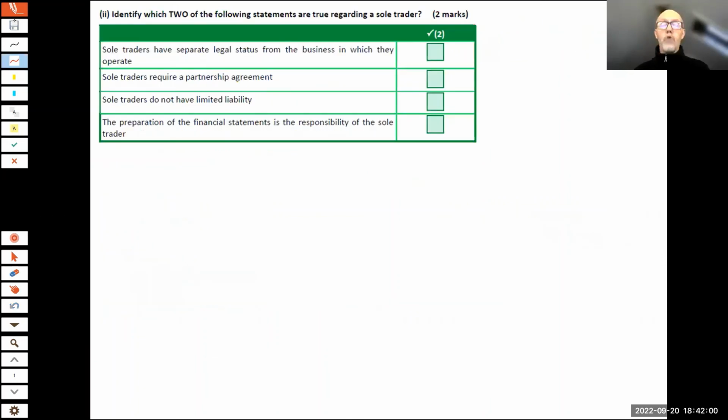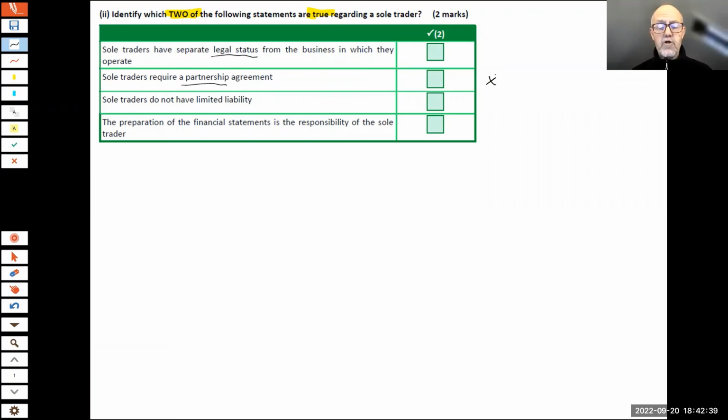So we've only got a short question this time. Most of the questions in our mock are to do with other areas that arise in task 2. And we're asked which 2 statements are true. So thinking back to the pros and cons of being a sole trader, does a sole trader have separate legal status from the business? Does a sole trader need a partnership agreement as a sole trader? Well, I think that one we can pretty well discount because the sole trader hasn't got any partners.